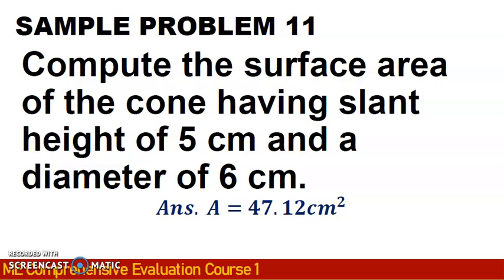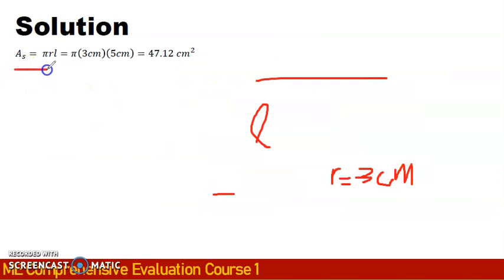Compute the surface area of a cone having a slant height of 5 cm and a diameter of 6 cm. This one is the slant height, so this is L. And this one is the diameter, so our r is 3 cm. Having these values, since we wanted to get the surface area of a cone, the surface area is equivalent to pi r L. So that's pi, the radius which is 3 cm, and then the slant height 5 cm.